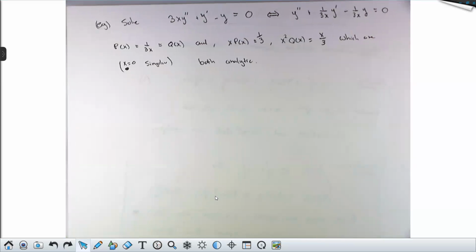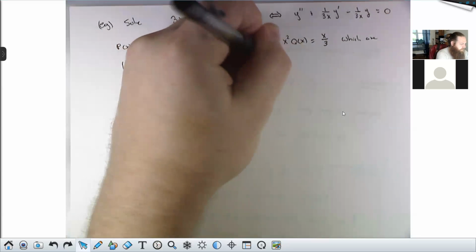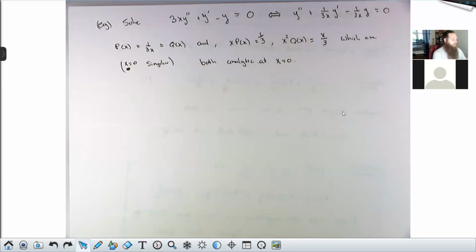All right, this is a constant function. Constants are definitely analytic. And x squared times q of x is a linear function, which is, again, definitely analytic. They're both polynomials. Every polynomial is analytic. At 0, I guess I should be very specific here, at x equals 0. Okay, so x equals 0 is a regular singular point.